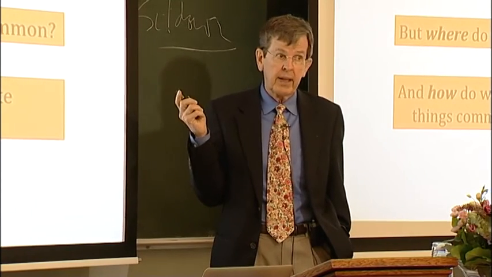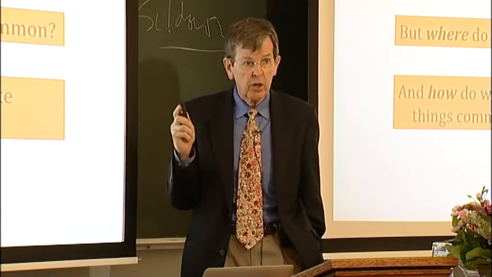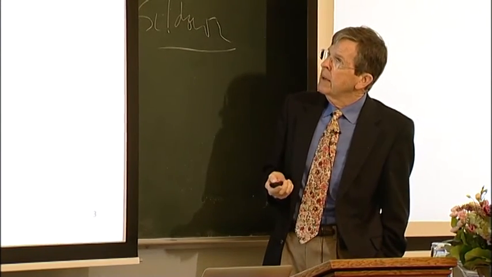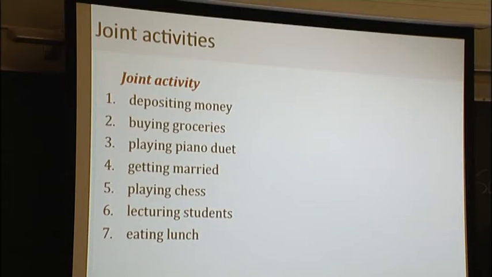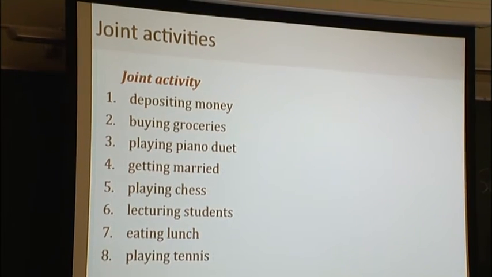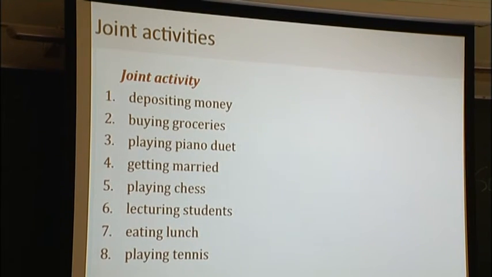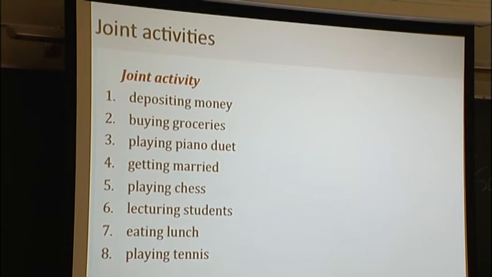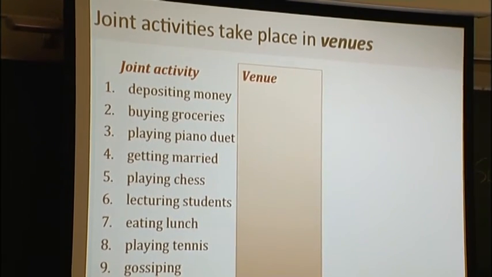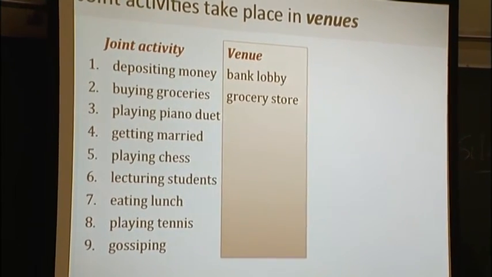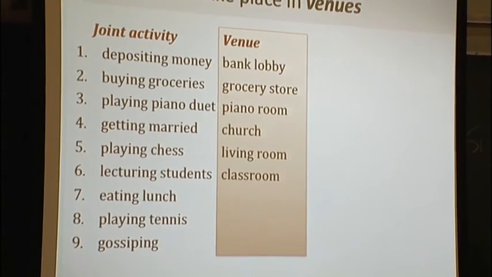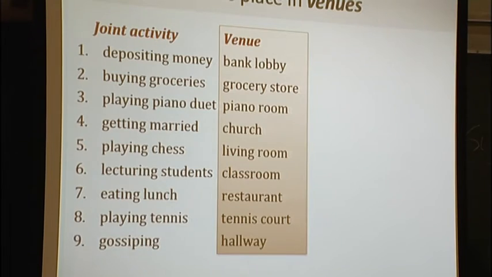Notice that joint activities, again, I haven't dropped that idea, and joint activities occur in a place. So let's look at all these joint activities. I'm going to put out these, which I think I've discussed every one of these: depositing money in a bank, buying groceries, playing a piano duet, getting married, playing chess, lecturing students, eating lunch, playing tennis. These are all nice, neat joint activities. But if you look, they all occur in particular places or venues. Bank lobbies, grocery stores, piano rooms, churches, living rooms, classrooms, restaurants, tennis courts, hallways.